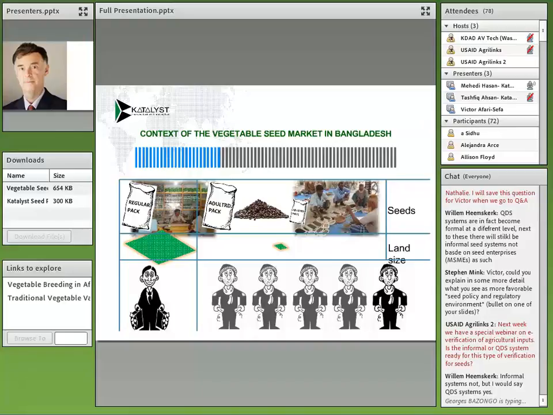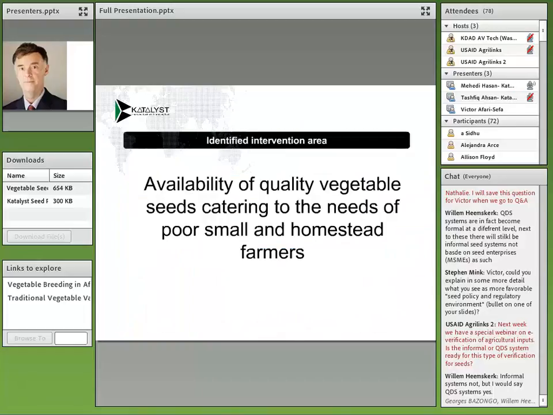Large farmers have access to quality seed. They have big lands and money to buy quality seed. But on the other hand, small and homestead farmers rarely use quality seed due to many reasons. A few reasons include that they lack genetic information and hence can't identify the quality seed. They are not aware of the benefit of using quality seed. Even if they're aware, they do not need the quantity available in the regular packets of quality seed. So they use substandard seed saved from the previous season or buy inferior quality seed, and thus they do not get higher yield. So from this, we found the intervention area, which is basically availability of quality vegetable seed catering to the needs of poor, small and homestead farmers.